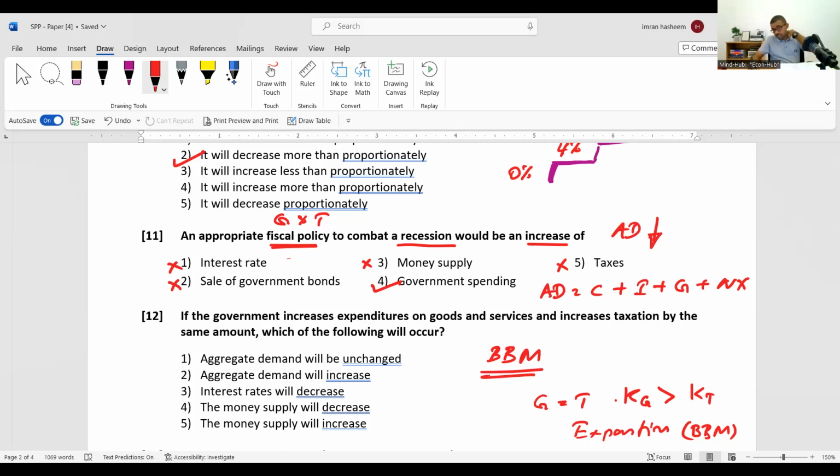In unit 6, of course, we even learned why the government purchases multiplier is bigger than the tax multiplier. Also, we gave a logic for that. For now, we'll mark the correct answer as aggregate demand will increase. Correct answer number 2.